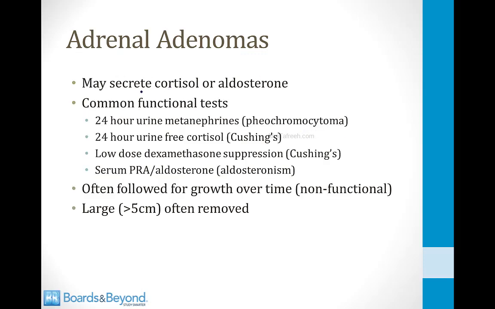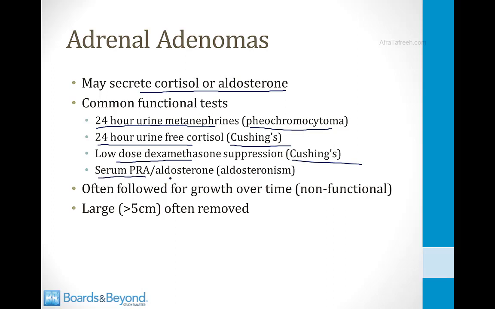So because these adenomas may secrete cortisol or aldosterone, a number of functional tests are often performed when an adrenal adenoma is discovered on an imaging study. And all of these functional tests should make sense to you now that we have gone through disorders of the adrenal gland. So you may order a 24-hour urine metanephrine test to exclude a pheochromocytoma. You may order a 24-hour urine-free cortisol to exclude Cushing's syndrome. Sometimes the low-dose dexamethasone suppression test is done. Remember, that's the test for Cushing's syndrome. And then finally, you may order a serum plasma renin activity and aldosterone level to rule out aldosteronism.